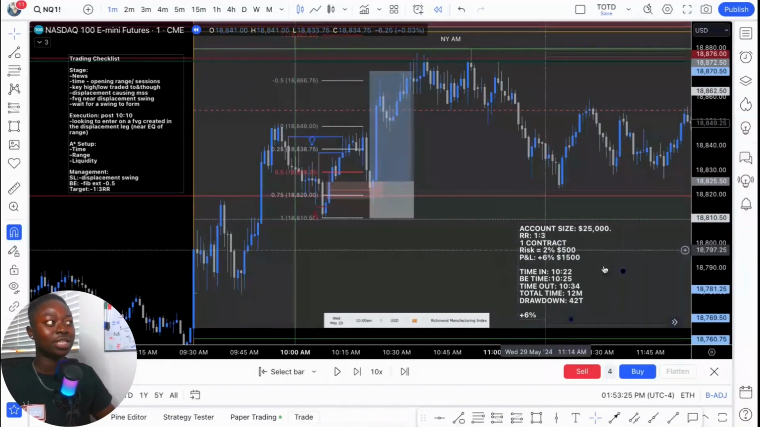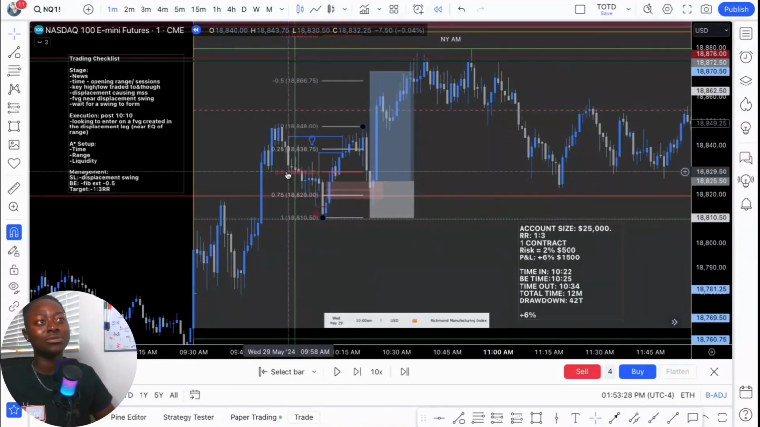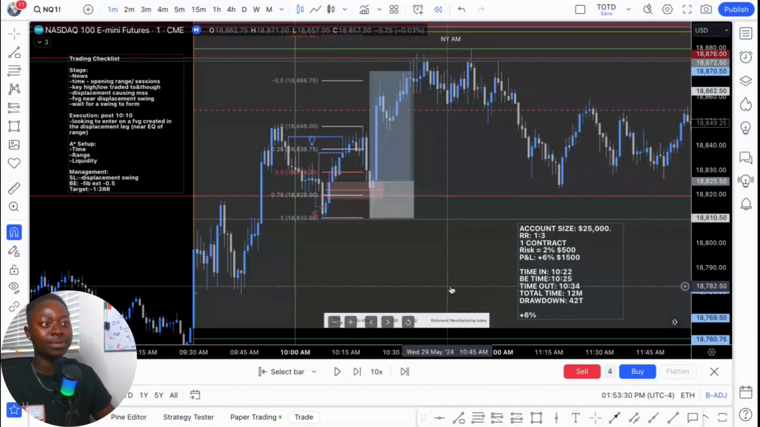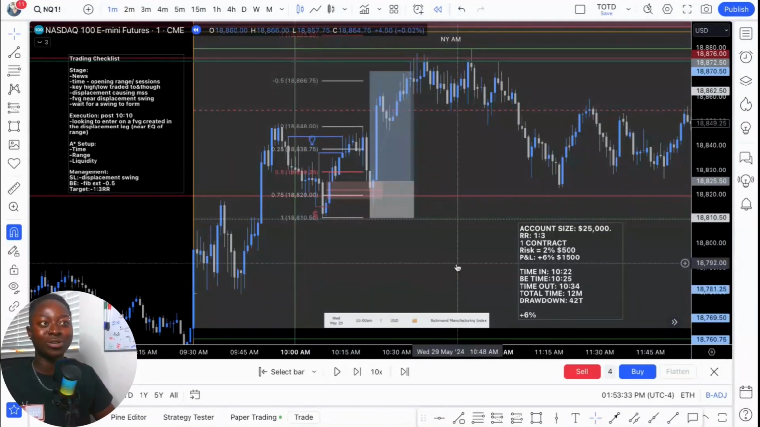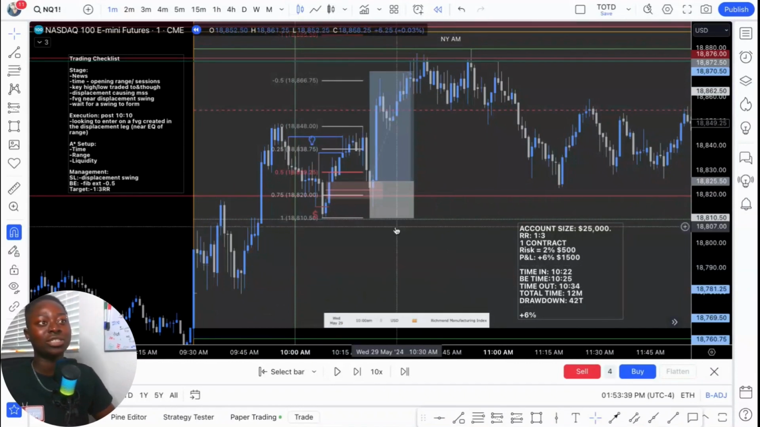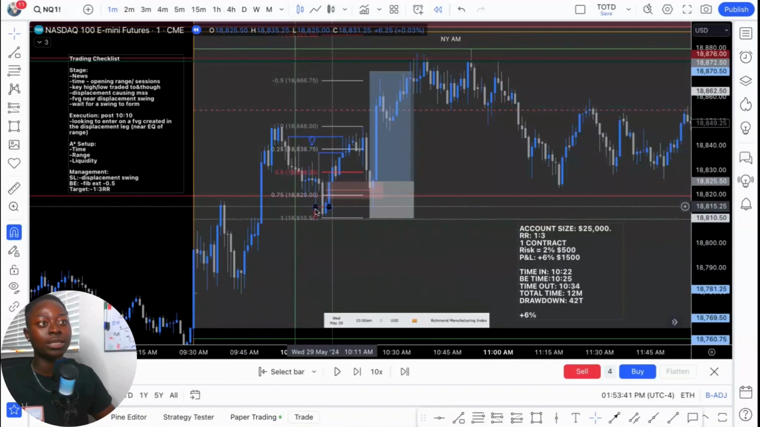Wednesday, May 29th, trade of the day breakdown. We had an AM session buy formation. As you can see, we had news coming out, medium impact news coming out at 10. Post 10 o'clock is when we're looking for a signal to get on a trade. We're actually looking to enter the market post 10:10. As you can see, we had price trade below a key low. Liquidity was taken below a key low, displacement higher causing the market structure shift.